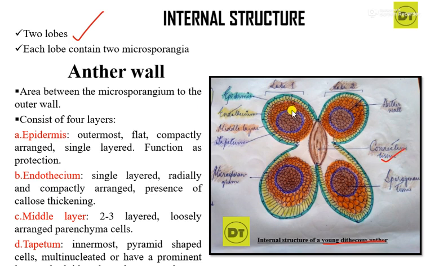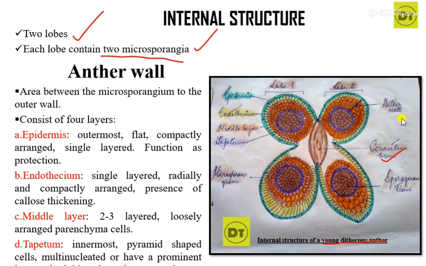Now see, in each lobe there are two microsporangia. How can you identify the microsporangia? This brown colored circular thing is known as microsporangium. So one lobe contains 2 microsporangia and the other lobe also contains 2 microsporangia. So overall, how many microsporangia does the anther contain? It contains 4 microsporangia.